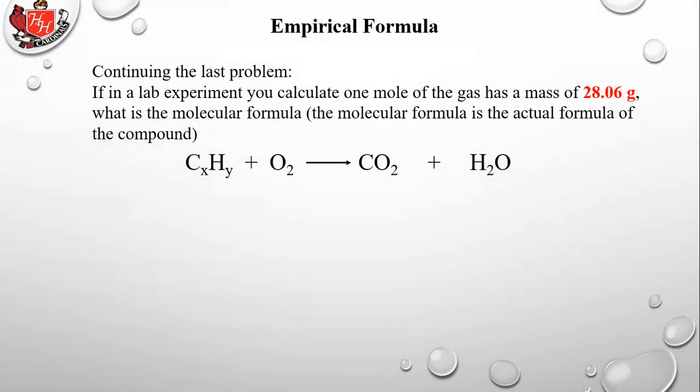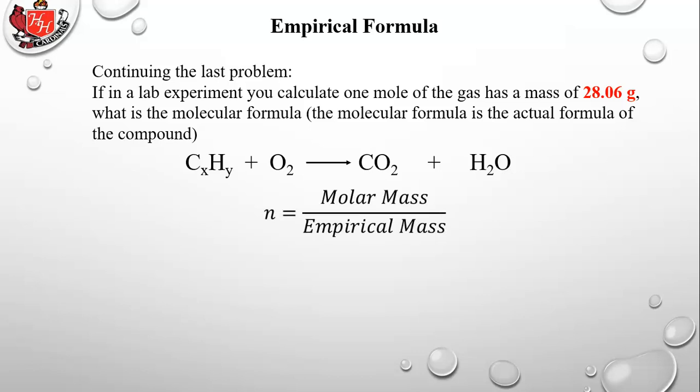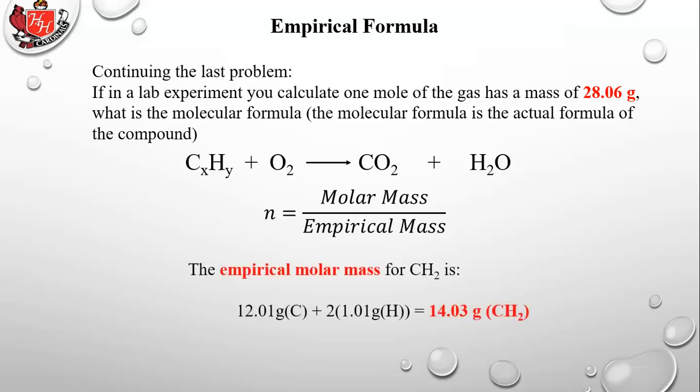Okay? Now we're going to go on to find the actual molecular formula for this compound. So let's read this. If in a lab experiment you calculate 1 mole of gas has a mass of 28.06 grams, what is the molecular formula? That is the actual formula for the CH2 compound. Okay, so we take the molar mass, that's what was given to us of the actual compound, 28.06. And now down on the bottom we needed to calculate the empirical mass. So there's 1 carbon and 2 hydrogens. So carbon is 12.01, hydrogen is 1.01. You multiply the hydrogens by 2 because there's 2 of them, and you get 14.03 grams of CH2.